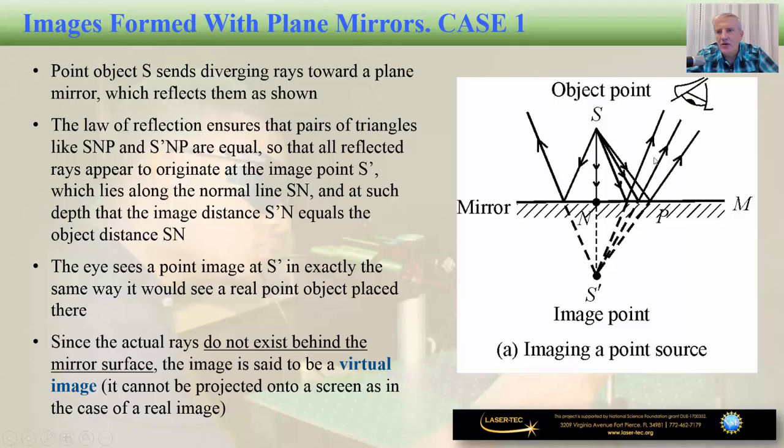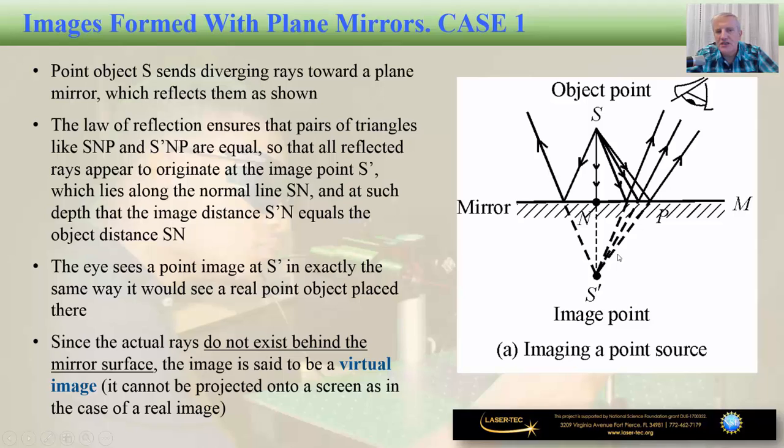Next step, we are going to take all of these different reflected diverging light rays and extend them beyond the mirror. You can see that all of these extensions, all of these dotted lines constructed by extending the diverging reflected light rays beyond the mirror, eventually converge onto one single point labeled here as S prime. That single point S prime is the location of the mirror image of our object positioned at point S. So our eye is able to see a point image at S prime in exactly the same way it would see a real point object placed there.